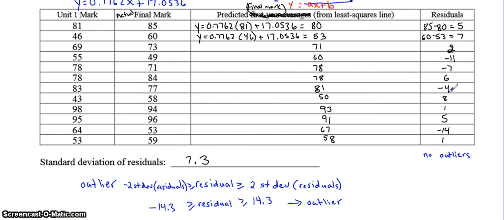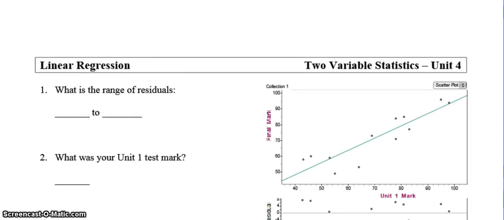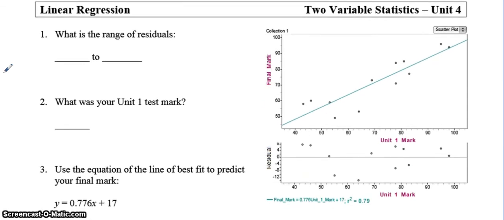Later on, you'll be doing a computer activity which will show you how to do this calculation using Fathom. So you might get a question that asks you, what is the range of residuals? Our residuals, the lowest value was -14, and the highest residual was 8.